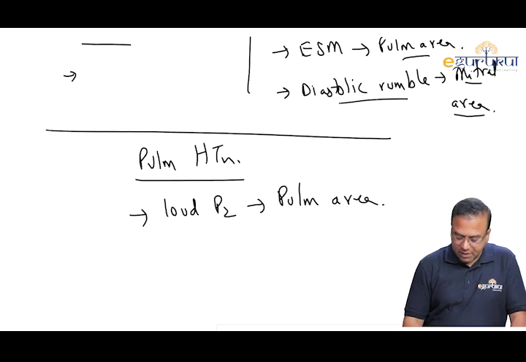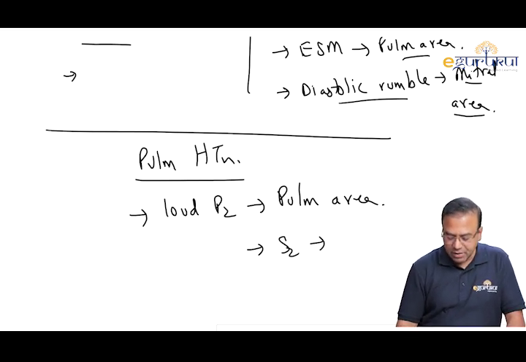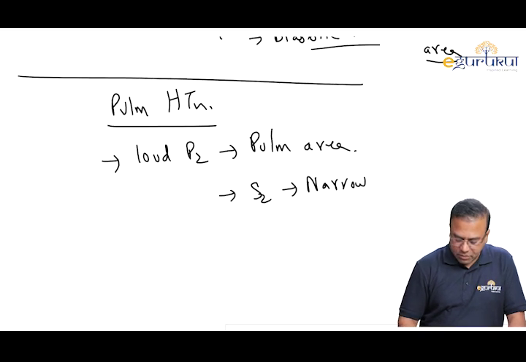This is the reason why you'll expect that once pulmonary hypertension starts occurring, the A2 and P2 come closer together, and the S2 split that was wide initially before pulmonary hypertension sets in will start becoming narrow. Okay, S2 split starts becoming narrow.